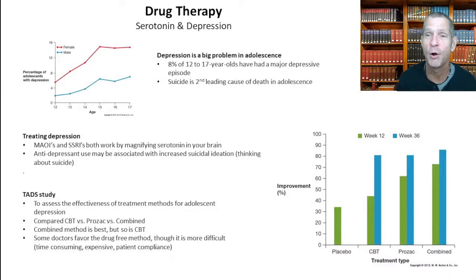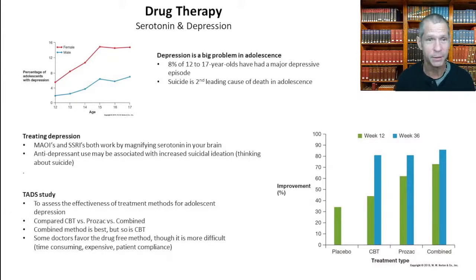Well, MAOIs are monoamine oxidase inhibitors. So what this drug does is it inhibits the garbage man that cleans up the neurotransmitter serotonin. Again, what that does functionally is that artificially increases the amount of serotonin that is in your synapse. So it increases the amount of serotonin in your brain. Both of these drugs work neurologically to increase the amount of serotonin in your brain.